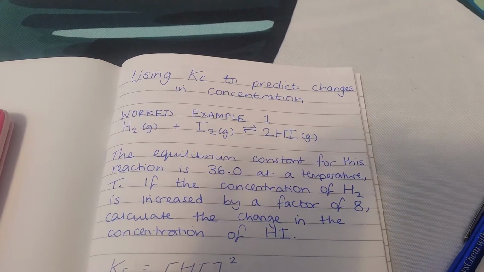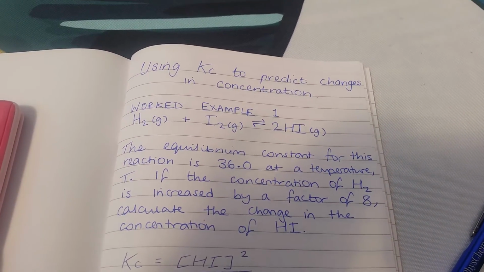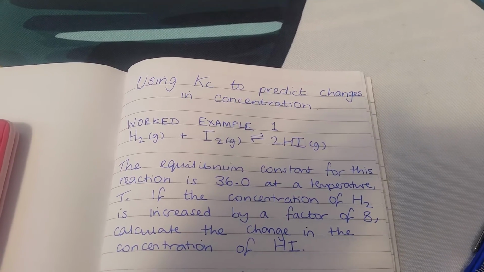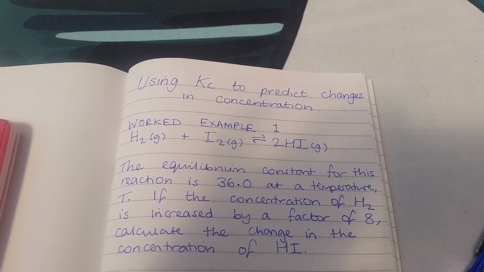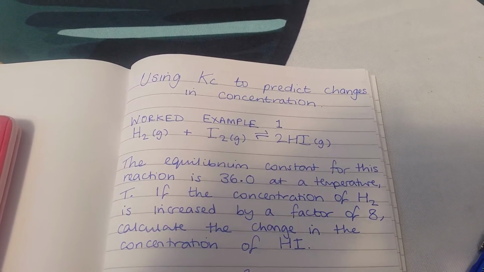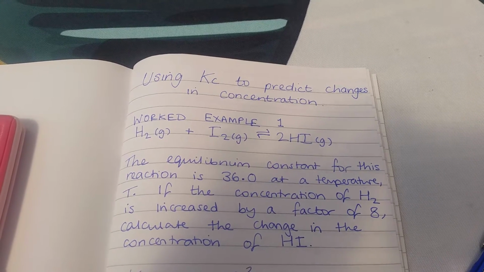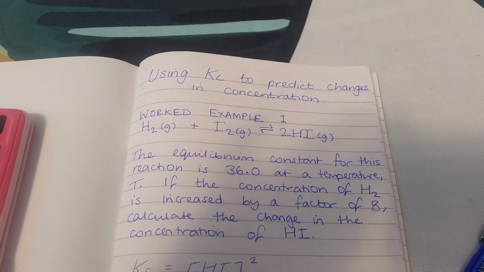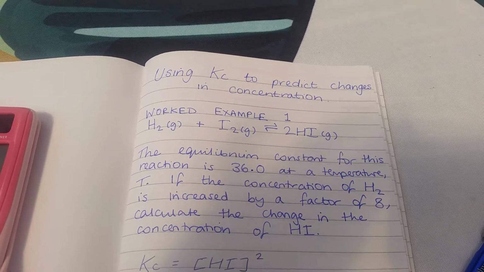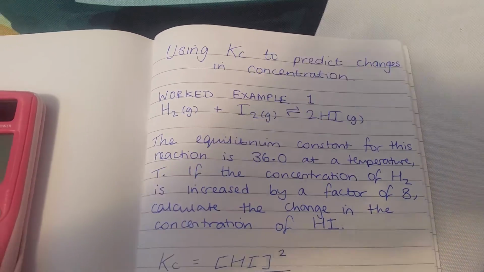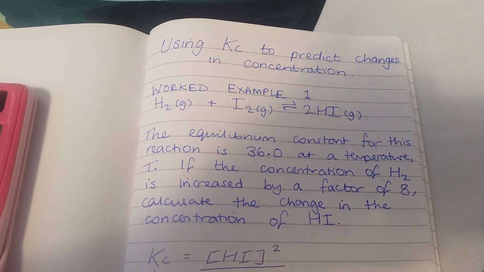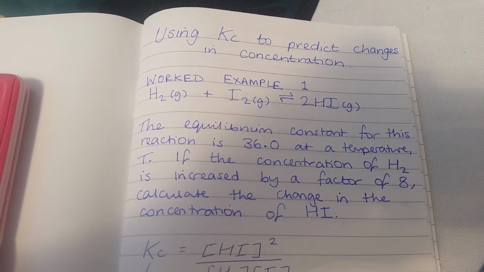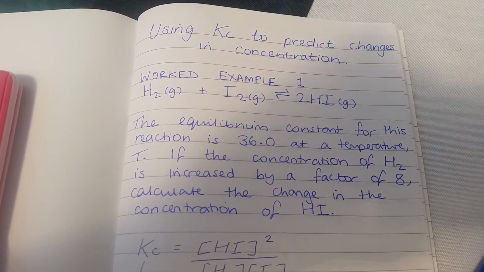Hi guys, in this short video I'm going to go through how you can use not the Kc constant but the Kc expression to predict changes in concentration of something in an equilibrium reaction. So we're going to look at two worked examples. The first one shows the reaction of hydrogen with iodine to produce hydrogen iodide.